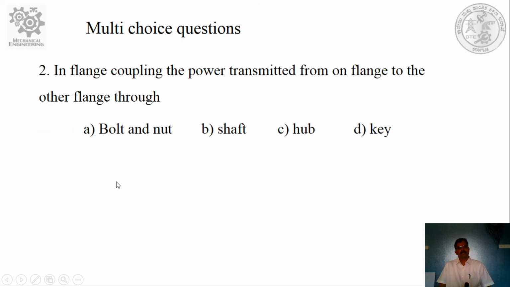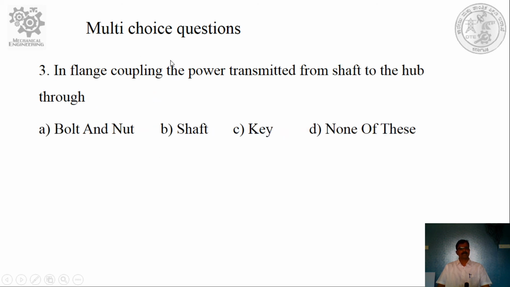In flange coupling, the power is transmitted from one flange to the other flange through bolt and nut. Next, in flange coupling, the power transmitted from shaft to the hub is through, and the choices are bolt and nut, shaft, key, none of these. The answer is the key. The power is transmitted from shaft to the hub through the key.